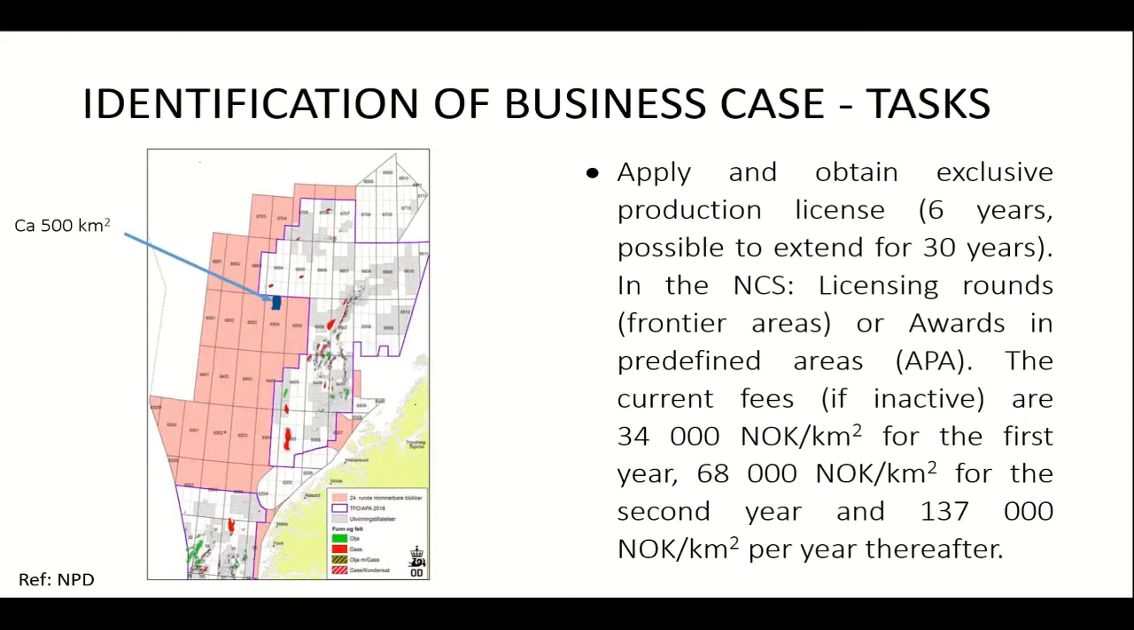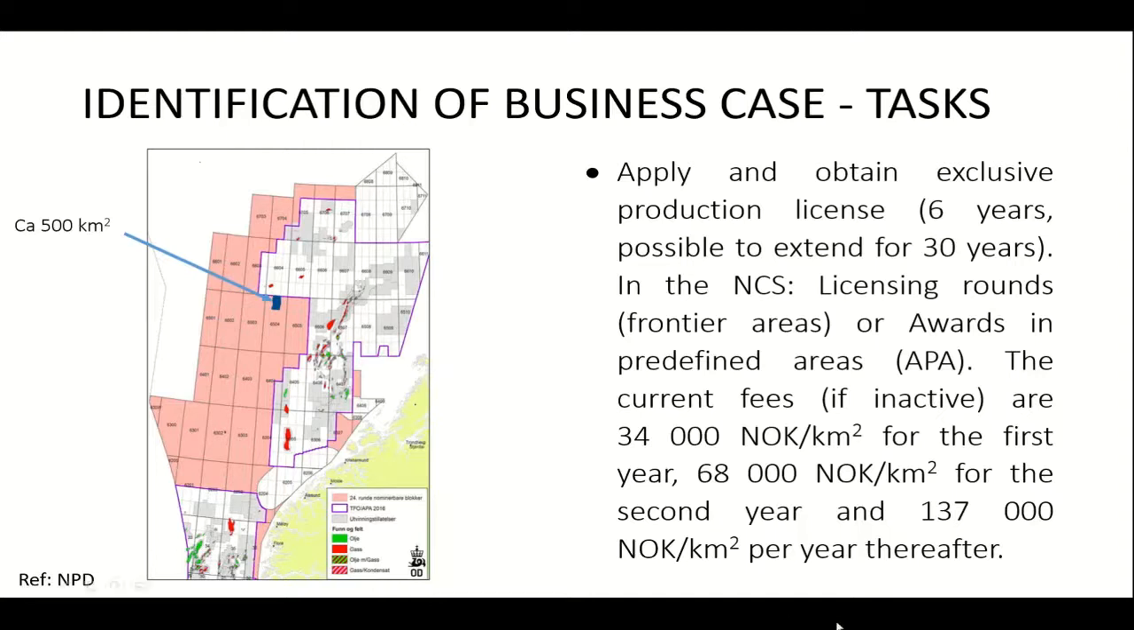Then after that, if I see that there is big potential, but I need to do some more exploration and essentially verify my findings with all other methods, then the companies can apply. This has to be done by the company that will be the operator and the partners. So they can apply and obtain an exclusive production license, and the time, at least in Norway, is 6 years, but it can be extended to 30 years.